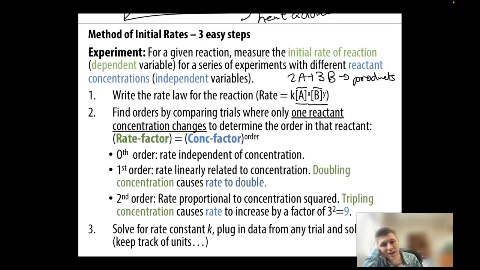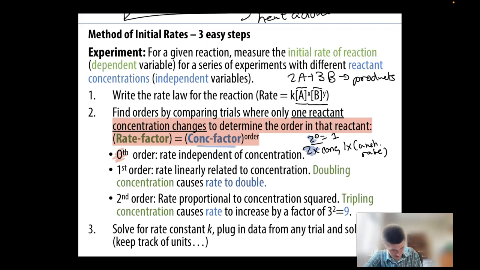Remember that the meaning of each order is how that reactant affects the rate. So for 0th order, that's the case where the rate is independent of concentration. So if I say doubled the concentration, I would see 1x or unchanged rate. In that equation, what that means is that 2 to the 0 is equal to 1. So the concentration factor here, if I double the concentration, that goes here. The order, if it's 0th order, is up here, right? So 0th order, that's the 0 up here in this equation.